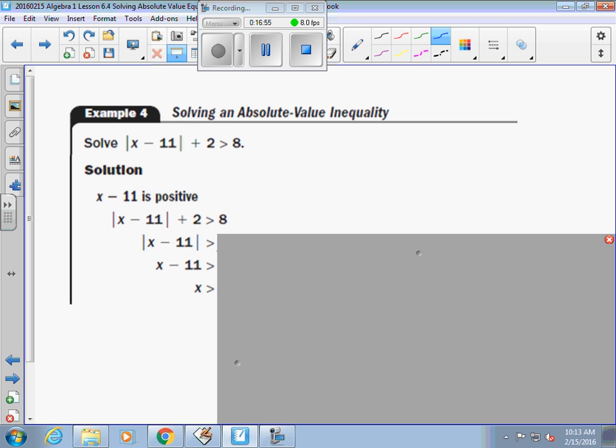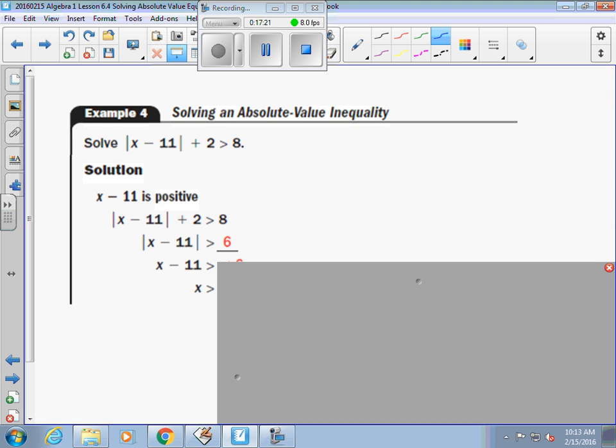The other type of inequality is when it's greater than. These are typically easier for students because you make "or" ones. "Or" ones are easier than "and" ones. Again, this one says the absolute value of x minus 11 plus 2 first. Before you can undo the absolute value part, you've got to undo the plus 2. We know how to do that. You undo it by subtracting 2 on both sides.